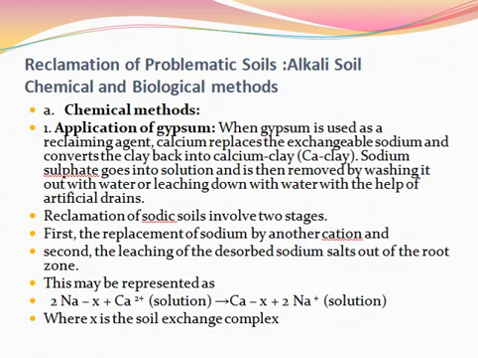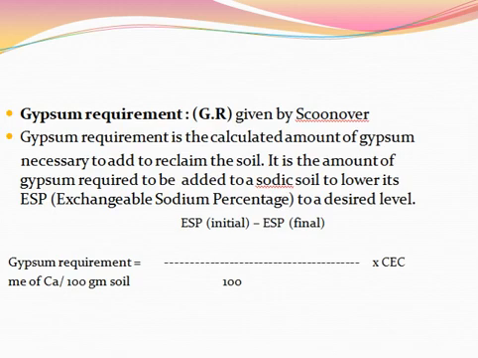Then scientist Kuhnhauer has given the gypsum requirement. What is the gypsum requirement? It is the amount of gypsum required to be added to a sodic soil or alkali soil to lower its ESP, that is exchangeable sodium percentage, to a desired level, to obtain normal soil. The formula for gypsum requirement is initial ESP minus final ESP, divided by 100, into CEC.